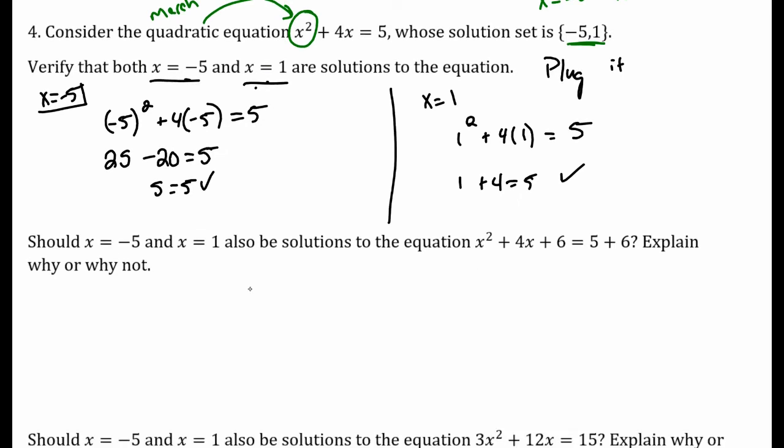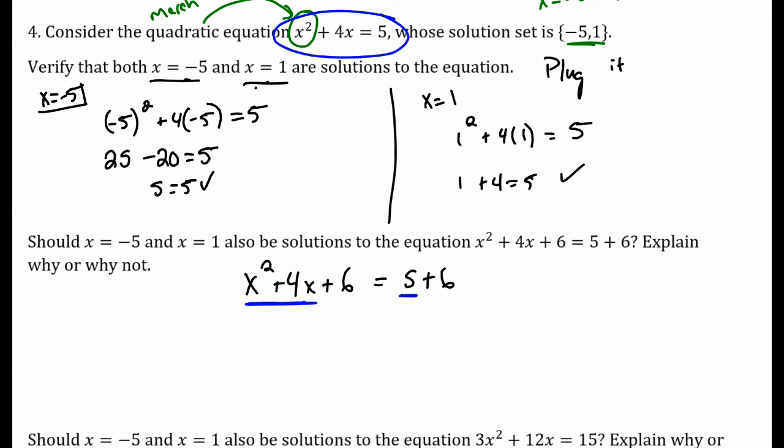Should these be solutions to this new equation? Well, let's look at this new equation here. X squared plus 4x plus 6 equals 5 plus 6. Well, how does this relate to this original equation I have up here? X squared plus 4x equals 5. It looks like I added 6 to both sides. I added 6 to both sides. And that's a legal move in mathematics. We can add the same quantity to both sides. This is called the addition property of equality.